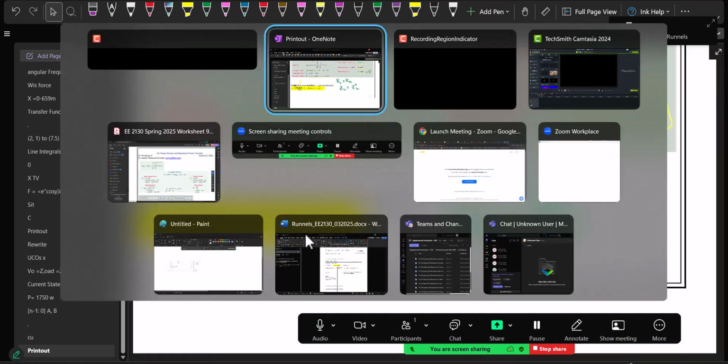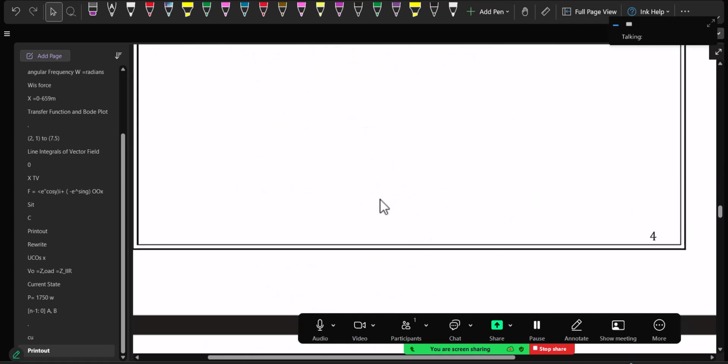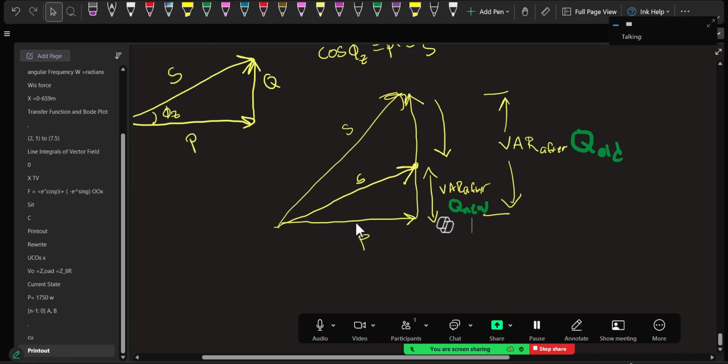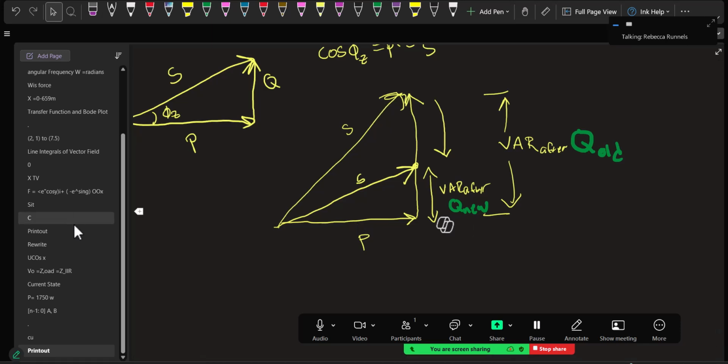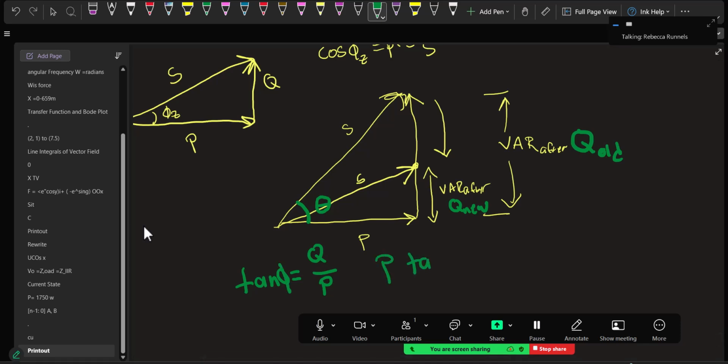Well, why would that be? So if I take the inverse cosine of the power factor, that gives me this angle, and so then the tangent of that angle is Q over P, and so P times the tangent of that angle equals Q. So not that you'll have a formula sheet, but all of this just kind of ties it together so you can remember how it works.